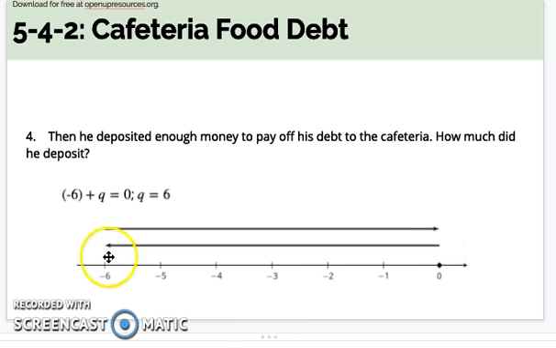So the bottom line is saying that's what he owed. Then he's paying back exactly that amount of money. Notice how these arrows kind of overlap one another. It's like they're canceling each other out.